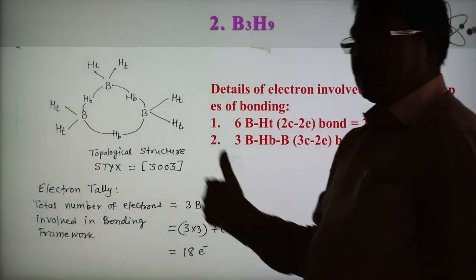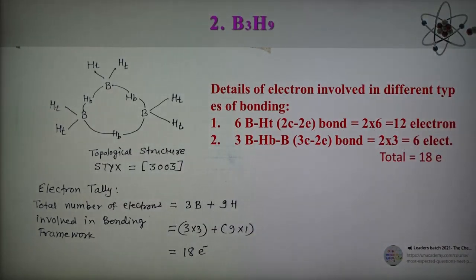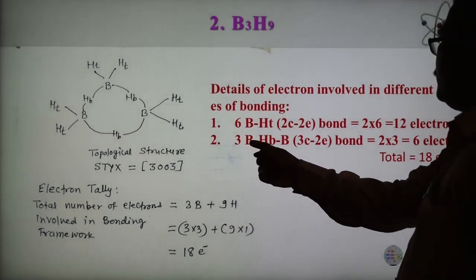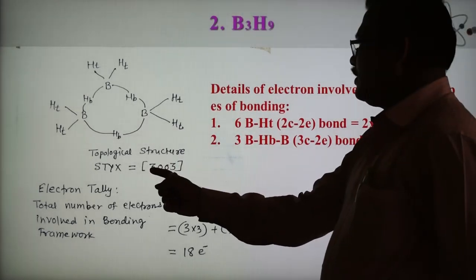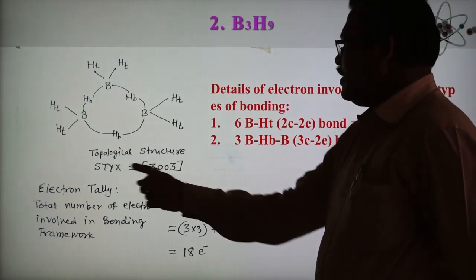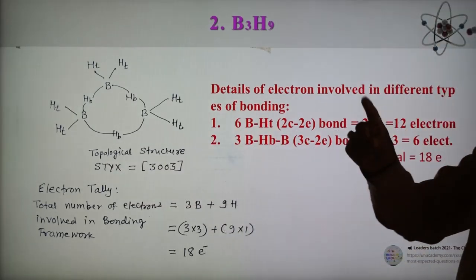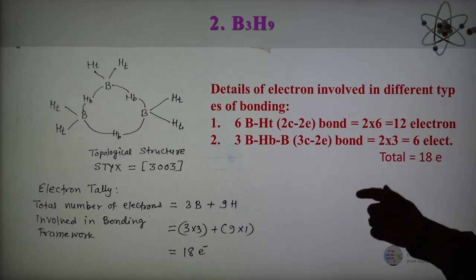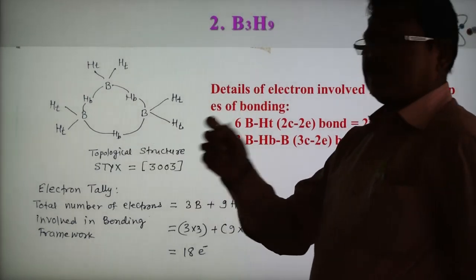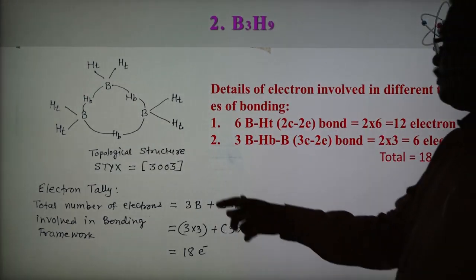So as we know, what is S? S is the 3 center 2 electron bond, and here 3 are there, 3 BHB bonds, so 3. T is 0, Y is 0 because there is no boron-boron bond, and the third is Y, there is no boron-boron bond, therefore 0.